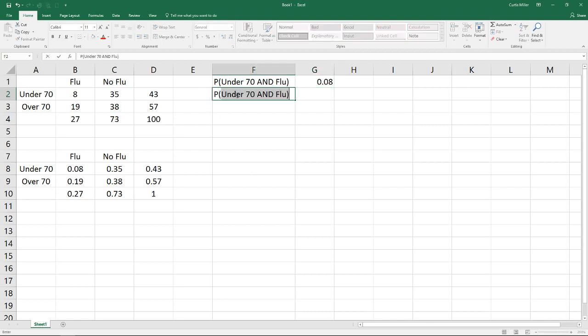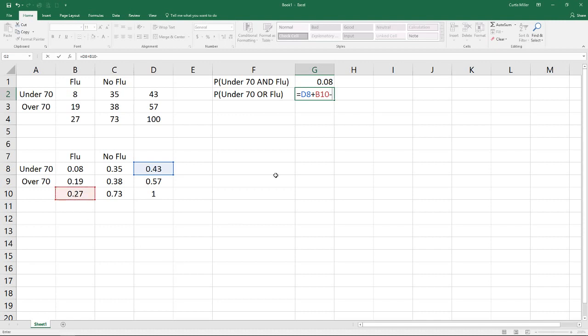More complicated is if we want to talk about the probability of somebody being under 70 or having the flu. Here we're talking about everyone who has had the flu and everyone who's under 70. So if we want everybody who's under 70, we take our probability of 0.43 and follow that row all the way to the right. And we want to add to that everybody who's had the flu, so we find our flu column, go all the way to the bottom, and add that in.